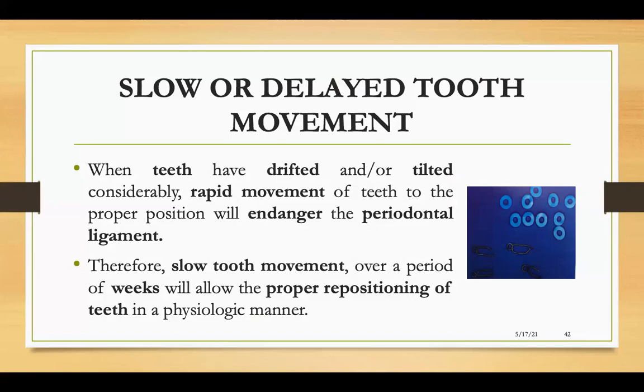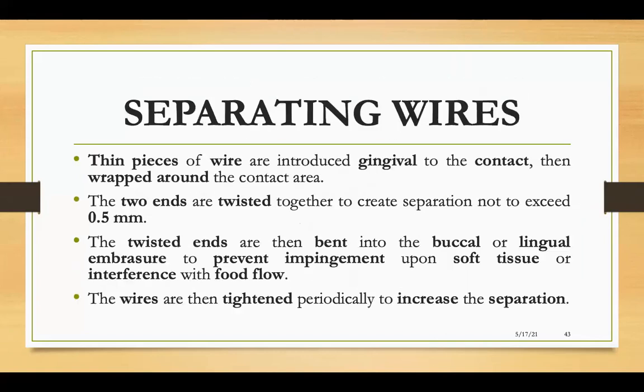The image that I'm sharing on the right, they know exactly what an ortho guy will do to you. When teeth are drifted and or tilted considerably, rapid movement of teeth to the proper position will endanger the PDL. That is why we will go for a slow or delayed method, and that is why your orthodontist will think of taking you through slow or delayed tooth movement. Therefore, slow tooth movement over a period of weeks will allow the proper repositioning of teeth in a physiologic manner.